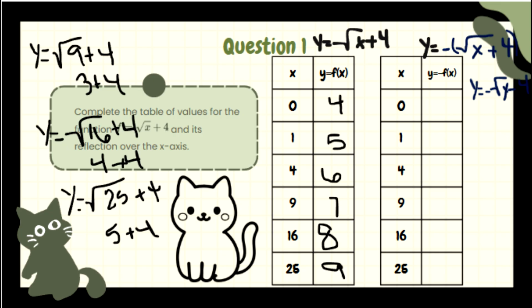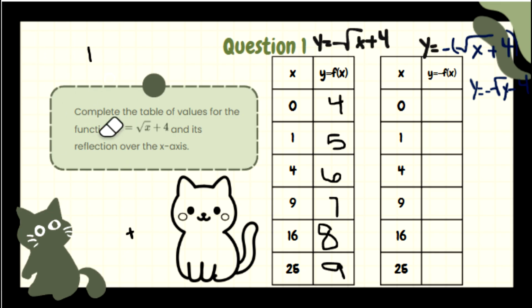Now what we have been taught is that when you have y equal to f of x and y equal to negative f of x, all of these values should just be flipped. So this should be negative 4, negative 5, negative 6, negative 7, negative 8, negative 9. We're going to test that theory, okay?